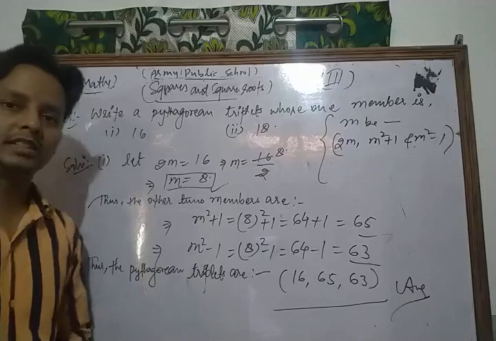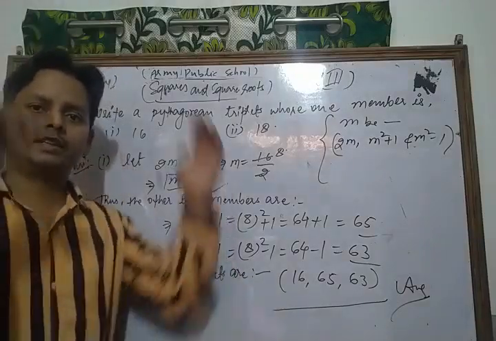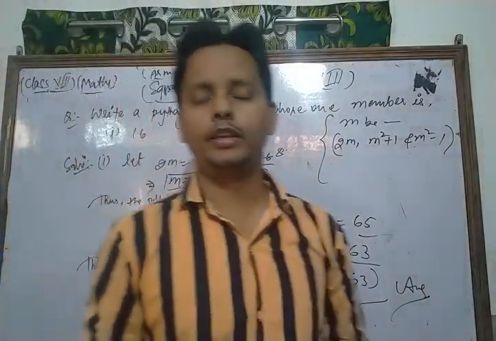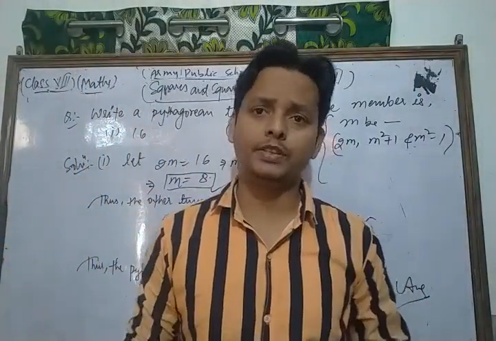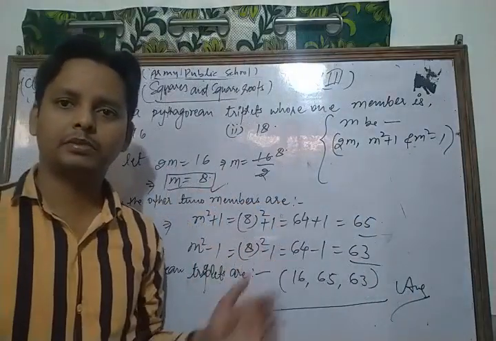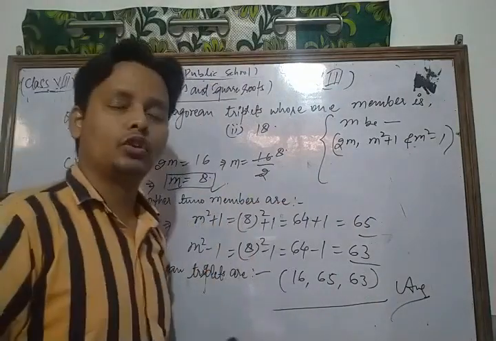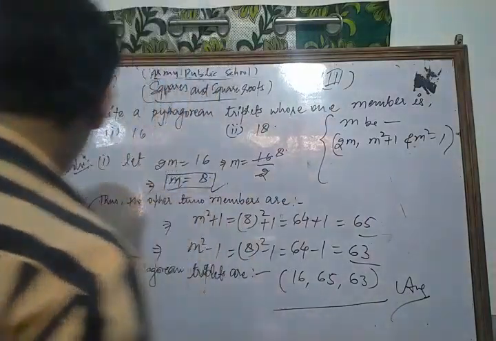Okay, so this is the method, dear student, of finding the Pythagorean triplets when one member is given. Please do more and more practice of that type of question. Now similarly we take and solve the second part of this question. Let's see.